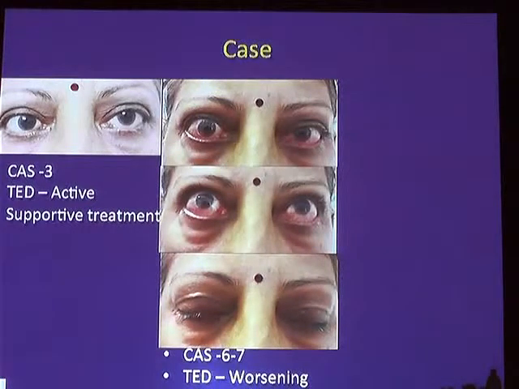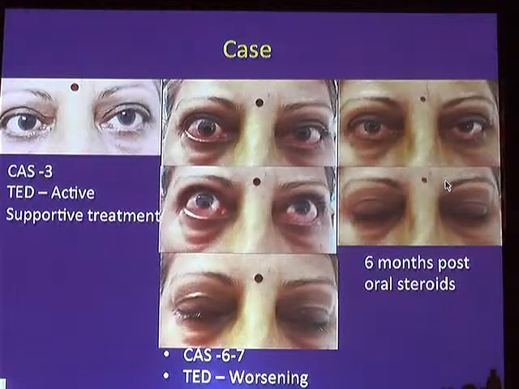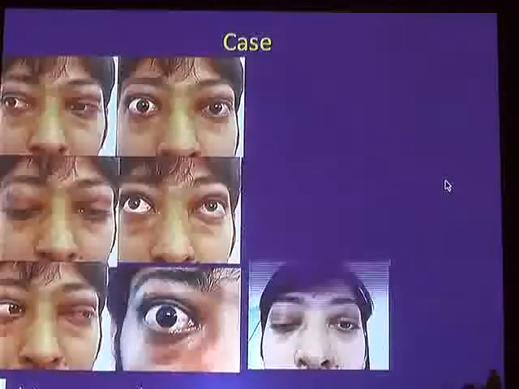In her case, I did do a CT scan, but there was really not much on the CT scan except an increase in the orbital fat. So with just an oral steroid and supportive therapy, she responded very well, and 6 months post, her active disease has been suppressed and she is maintaining well.